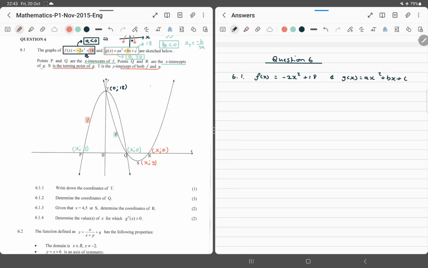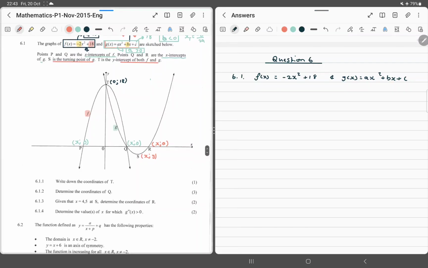And essentially, they're just as complicated as you see them. Now, what is the question? It says write down the coordinates of T. Can you see? Analyzing and going a bit further, we already answered that question. So T is going to be (0; 18). Okay, that's easy. It's the constant term. The constant term is the y-intercept. So you move on.